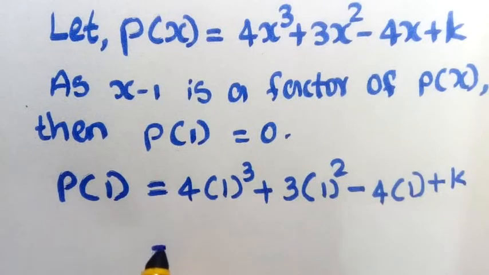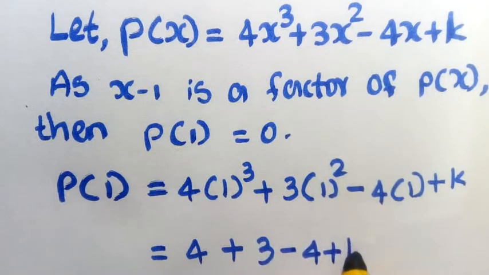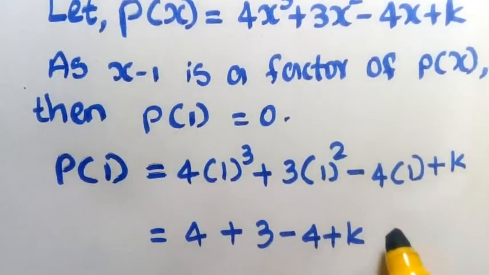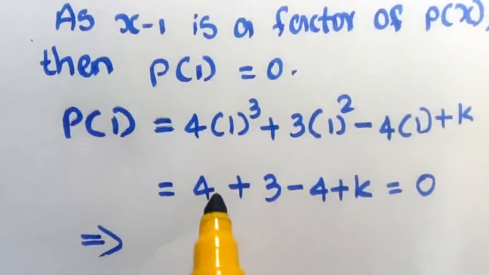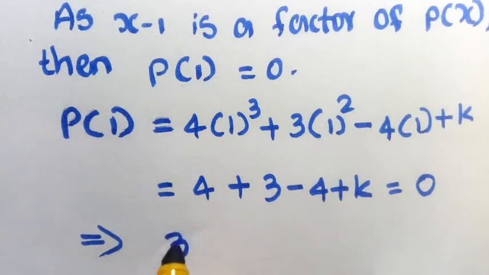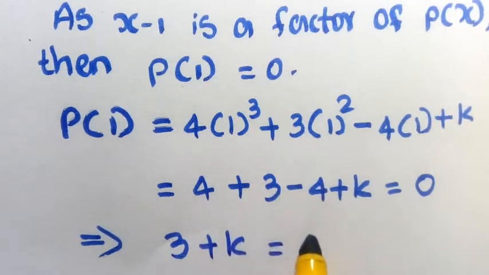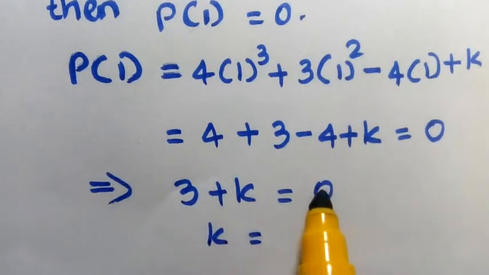Next step is 4 into 1 cube, 4, plus 3 into 1 square, 3, minus 4 into 1, minus 4 plus k. So it is given that p of 1 is equal to 0. That means this answer is equal to 0, which implies 4 plus 3, 7, 7 minus 4, 3. 3 plus k is equal to 0. From this, k is equal to 0 minus 3.